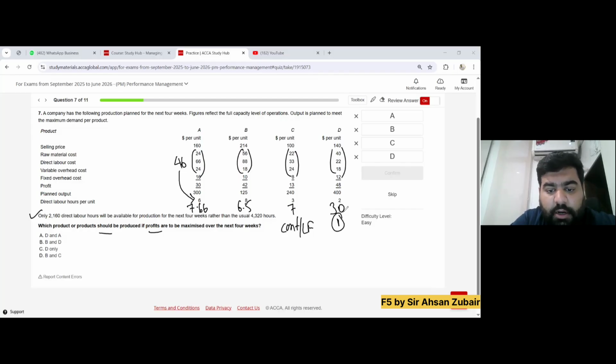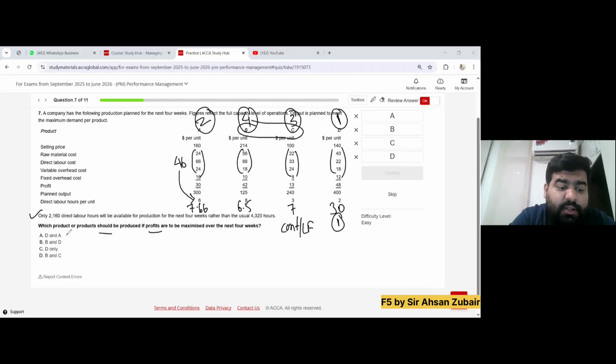After that, second will be, let me calculate it again. It's having a lot of high value as compared to other. D is 140 minus 40 minus 22 minus 18, 60 divided by 2. Okay, that's correct. Number one ranking D, then A, then C and B. So we are confirmed that C and B will not be made.